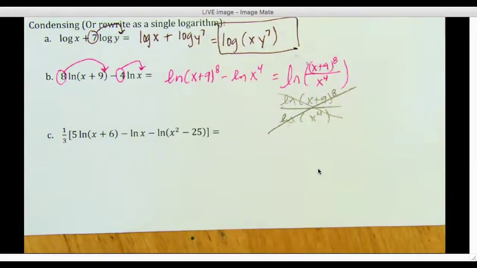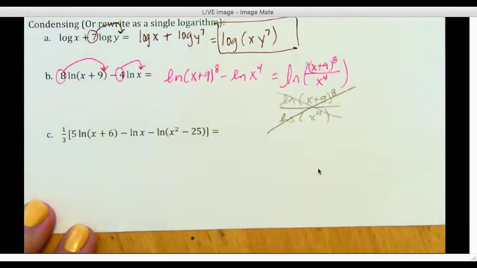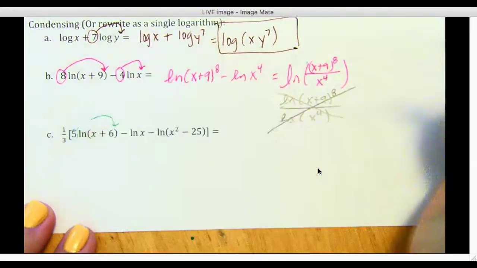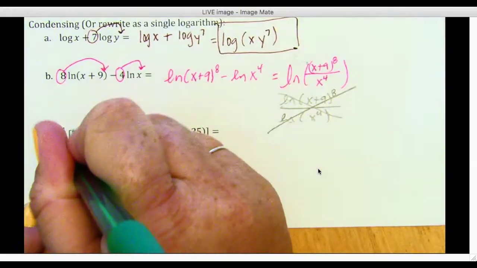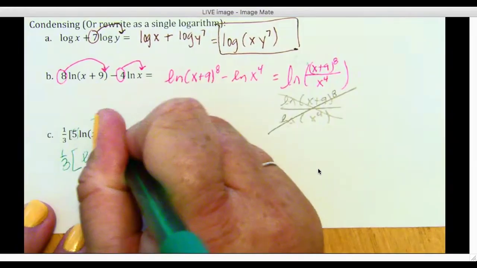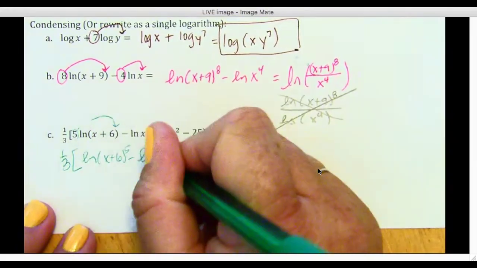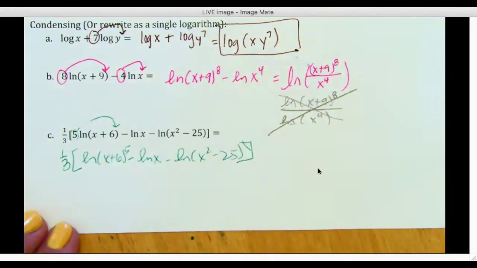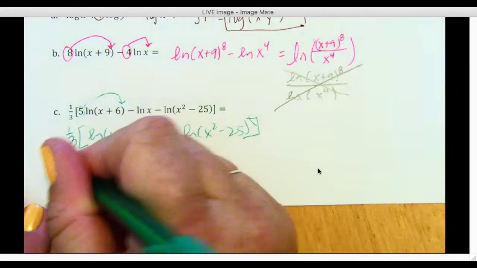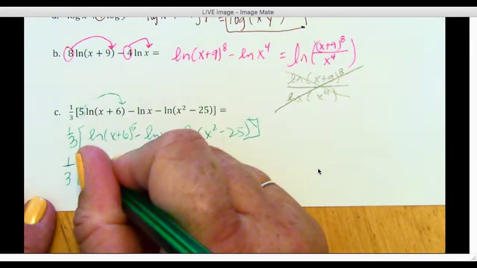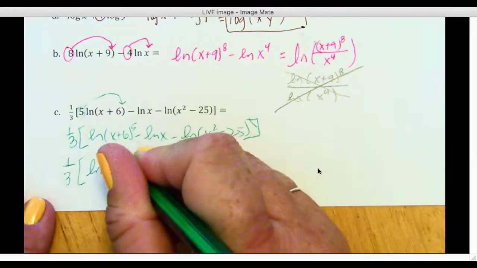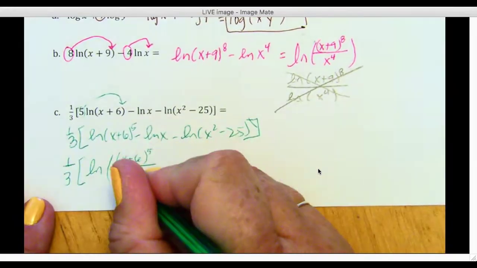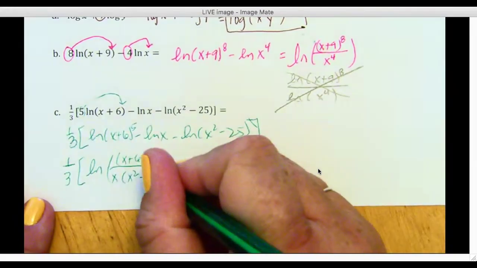All right, and then this last one here, I have this 1/3 outside of these brackets, and so it's being applied to everything inside. So I'm going to work inside those brackets first, bringing these exponents, and that's actually just that one, back up top. And so I have ln of x plus 6 to the 5th power minus ln of x minus ln of x squared minus 25. And then I can go ahead and condense inside those brackets. So I have ln of x plus 6 to the 5th power over x times x squared minus 25.